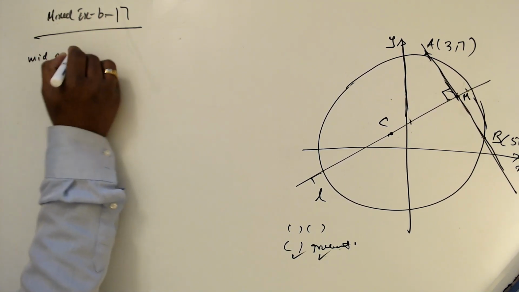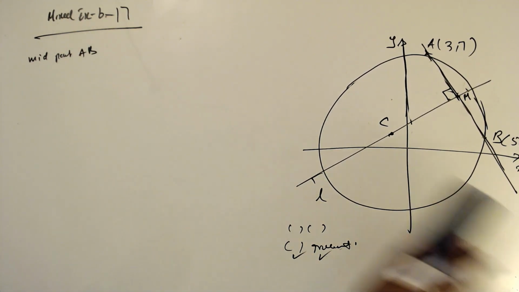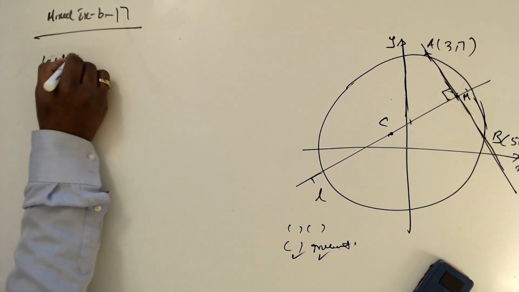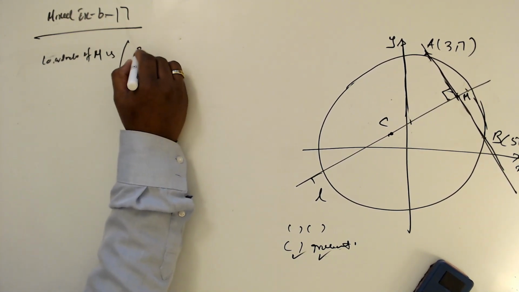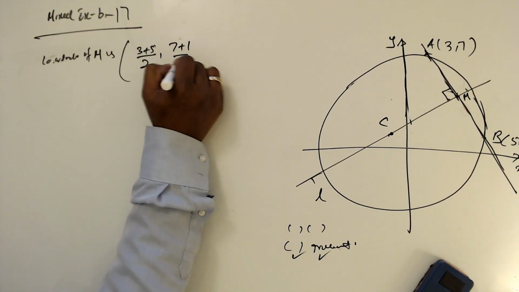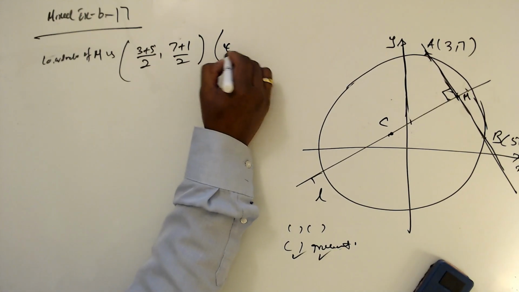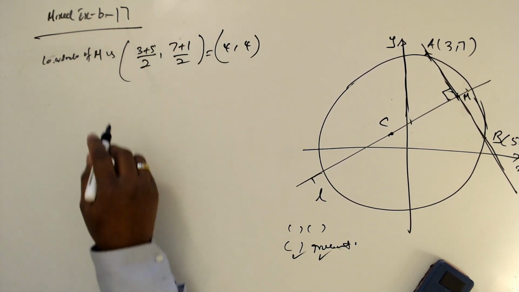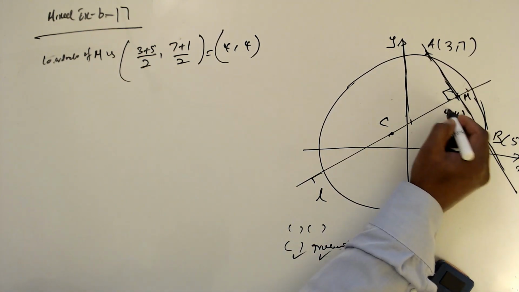Midpoint of AB. Okay, we can write the coordinate of M. There's a point. Coordinate of M is x1 plus x2 divided by 2, y1 plus y2 divided by 2. So it's going to be 3 plus 5, 8 divided by 2, 4. 8 divided by 2, 7 plus 1 is 8. It's going to be 4, 4. This point is going to be 4, 4.